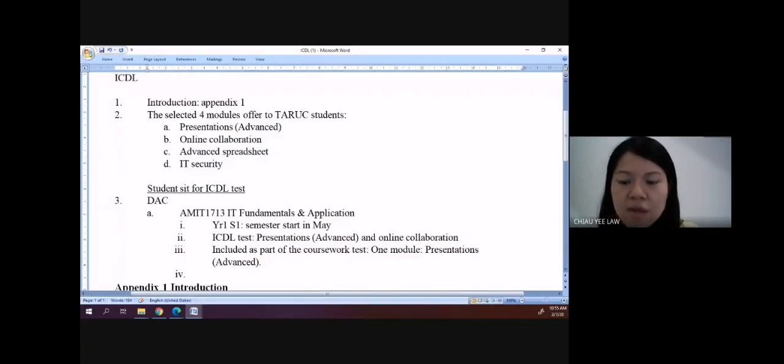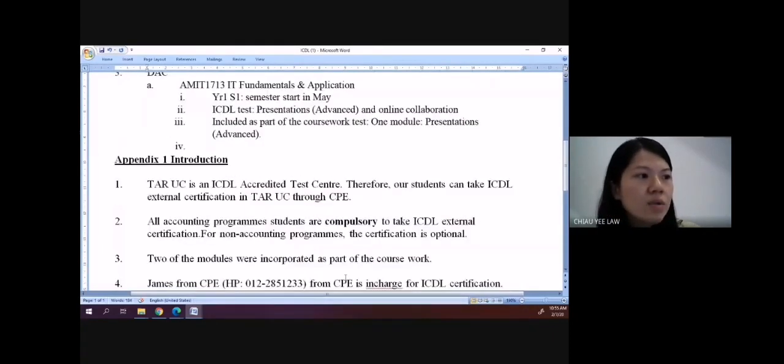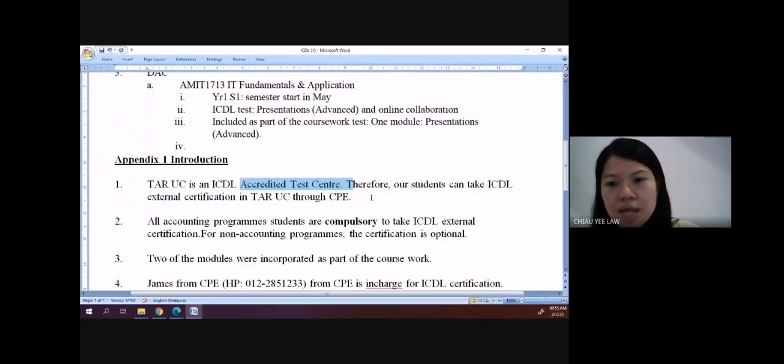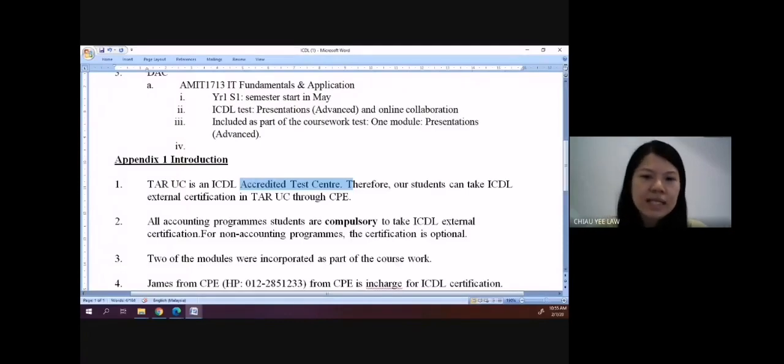If not mistaken, it will be held in TAR UC, because TAR UC is the Aggregators Test Center. We are the test center, so you will come back for the self-learning exam. Now, I think Mr. James from CPE will give you two mock exams before you go for the final exam. They will still give you a pre-test like that. I think you can access it any time, so you can test yourself before you go, instead of just going like that.